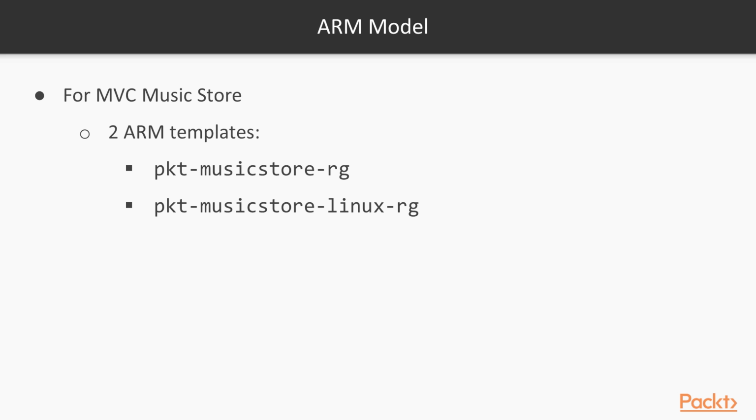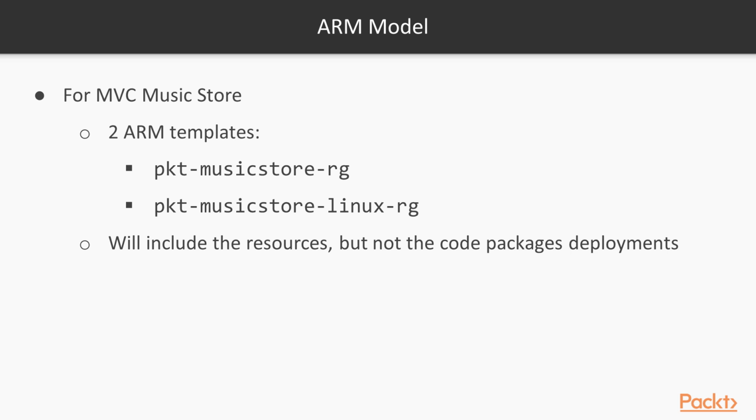First of all, we have defined during our series the deployment within two resource groups. The reason was that for Linux app service deployments, we need a separate resource group from the Windows one. By this, we will also have two ARM templates, because one ARM template is at the resource group level. These templates will include the resources, but not the code packages, the deployments of the applications. They are not supposed to be included in the provisioning definition. It's code, and it will be deployed as a code package.